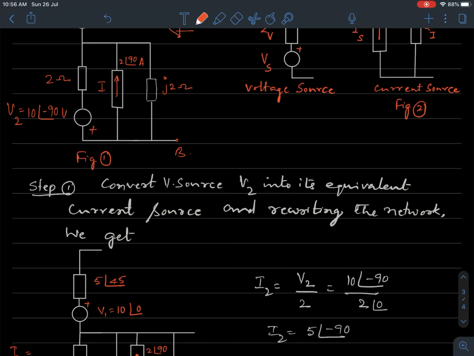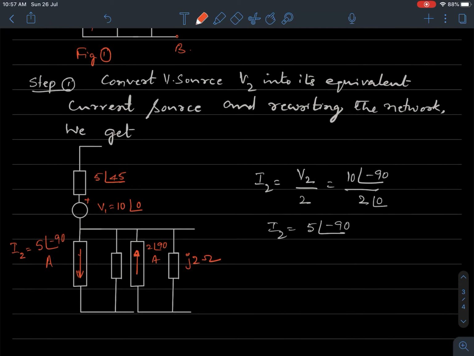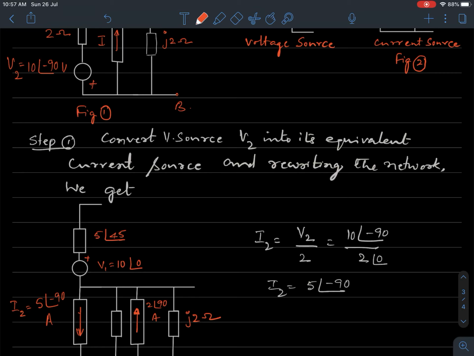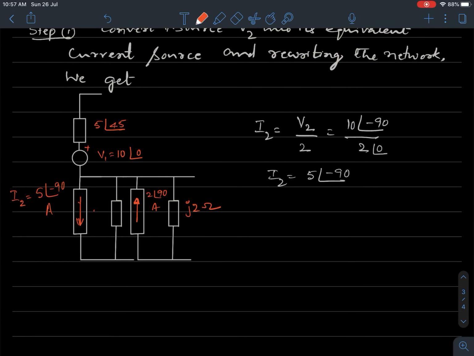The direction of the arrow should be taken into consideration. If you see the sign of the V2, the lower end is positive. So my current source I2 will have the arrowhead pointing downwards. The magnitude of I2 I have found to be 5 at an angle minus 90 amperes. I2 will have an internal impedance equal to the same 2 ohms, but it is in parallel. This is 2 ohms.